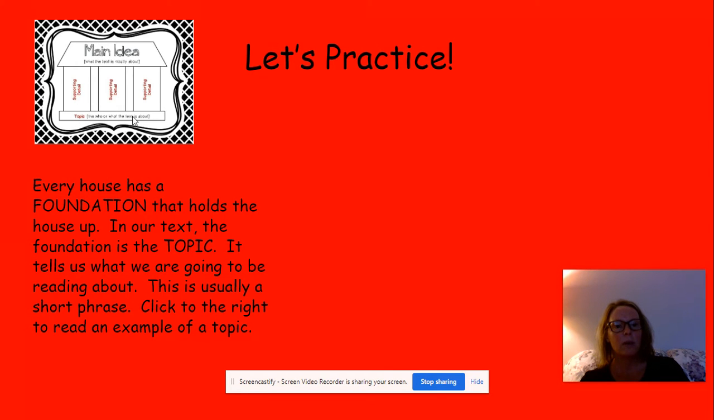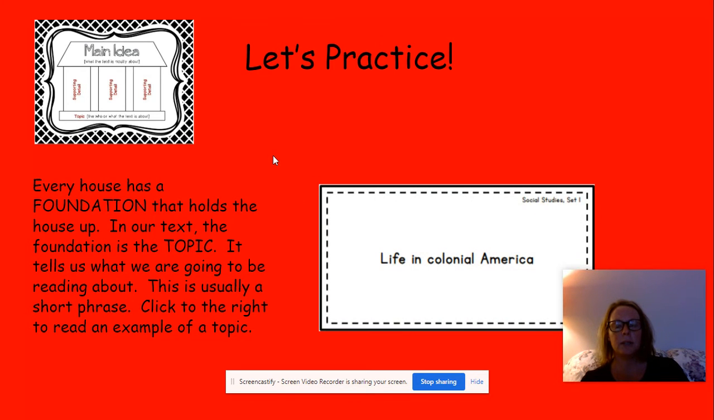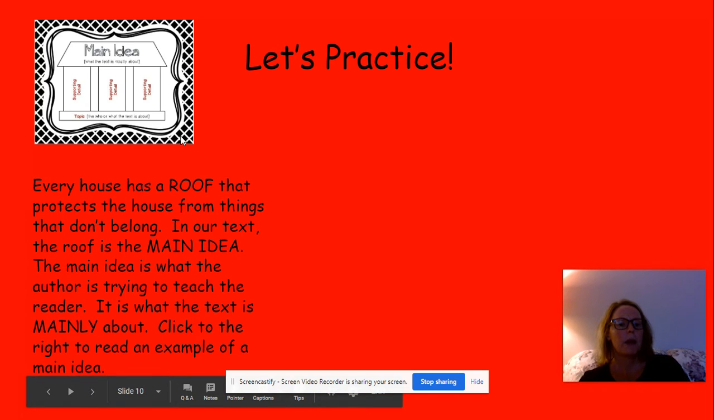And this would be your foundation is the basement. It's what holds your house up so that it doesn't fall through the ground. Or if you don't have a basement, it's a cement slab your house is built on, so you don't fall through the ground. So if you click here, you will see this is just a short phrase, life in colonial America. So this would be like, the book I'm reading is about life in colonial America, but it doesn't tell you enough information, which would lead us to the main idea. Oops, for some reason we have to click that one twice.